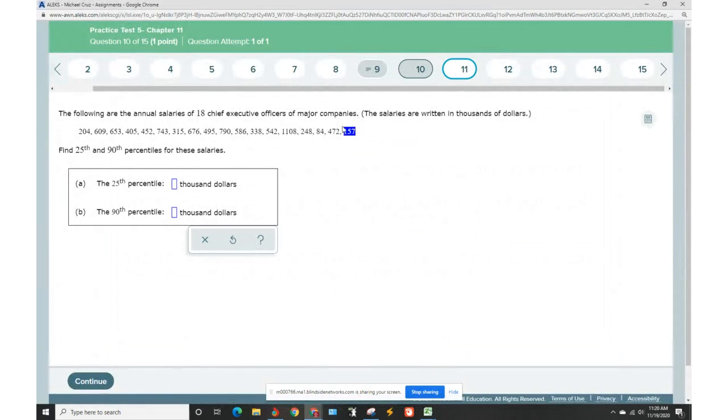So this was 315, and then this was 11. Oh no, 790. There we go.